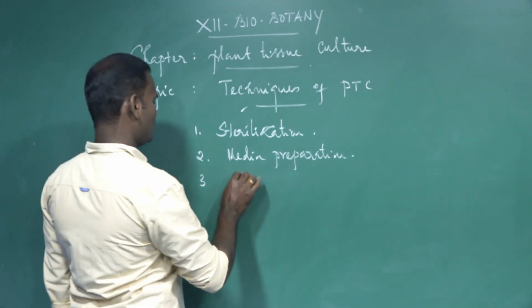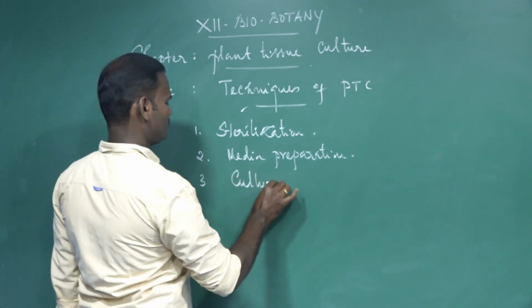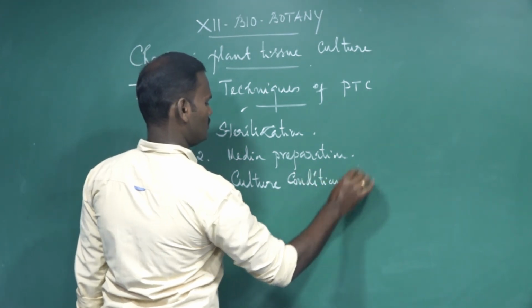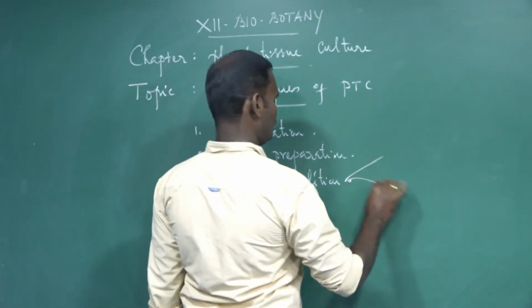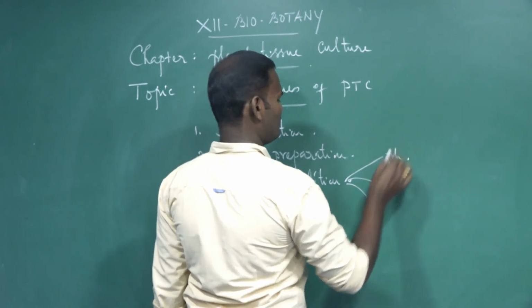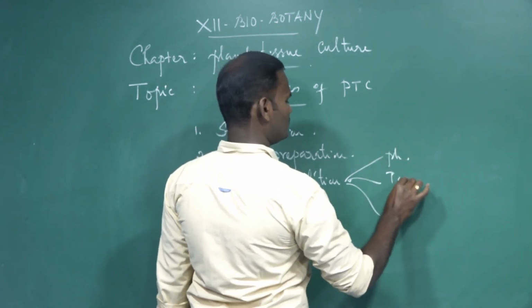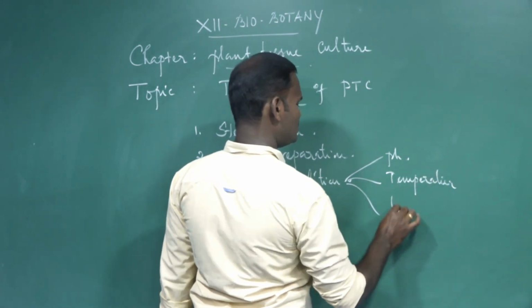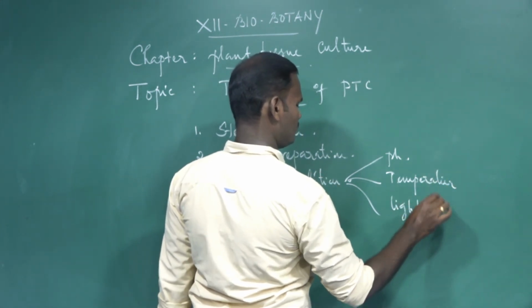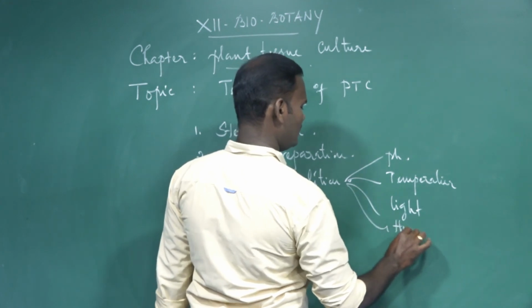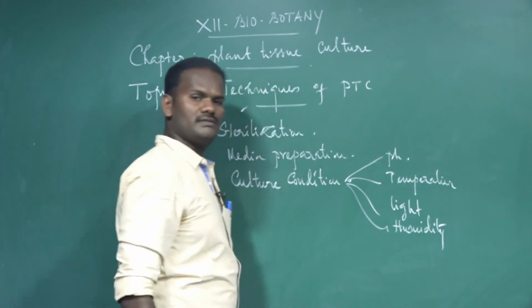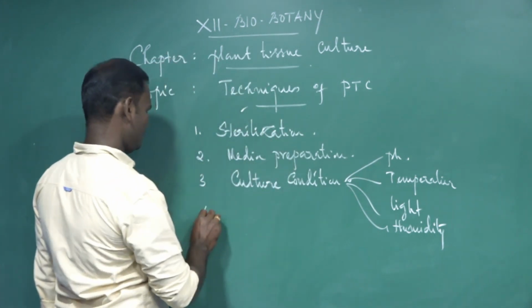The third one is culture conditions. Culture conditions, for example, pH of the culture and the temperature, intensity of light, then humidity. These are the culture conditions that should be maintained in the laboratory condition.